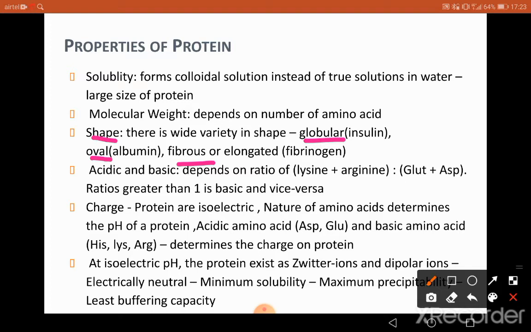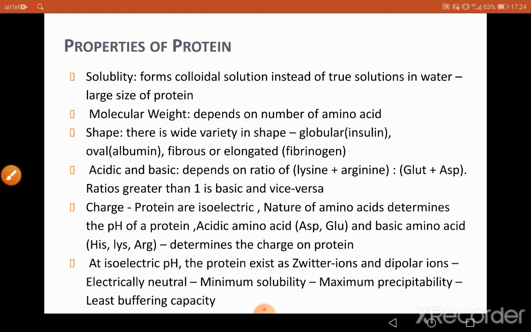Charge: proteins are isoelectric in nature. The nature of the amino acids determines the pH of the protein. Acidic amino acids like aspartic acid and glutamic acid, and basic amino acids like histidine, lysine, and arginine determine the charge on the protein. At isoelectric pH, the protein exists as a dual charged or dipolar ion, which is called a Zwitter ion, and it is electrically neutral, minimum soluble and maximum precipitatable, with least buffering capacity. So these are some of the important properties of proteins.